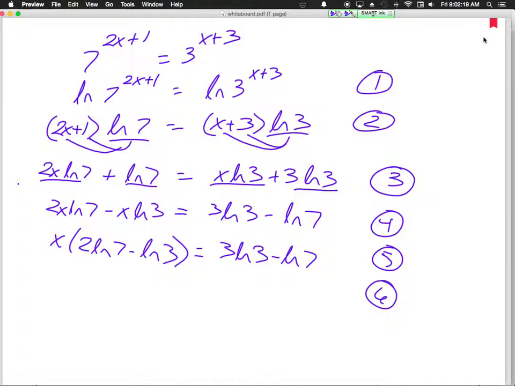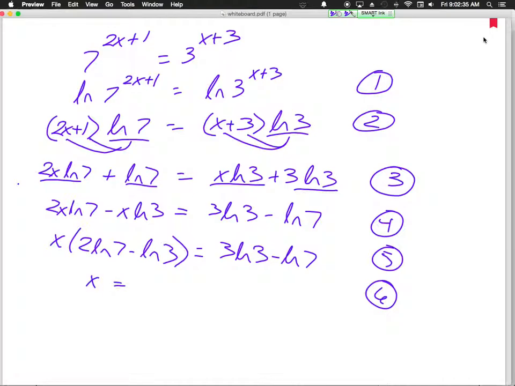Step 1 was natural log both sides. Step 2 was move the exponent. Step 3 was distribute. Step 4, get the x's together on the left. Step 5, take the x out. Step 6, divide by 2 ln's. Very good.